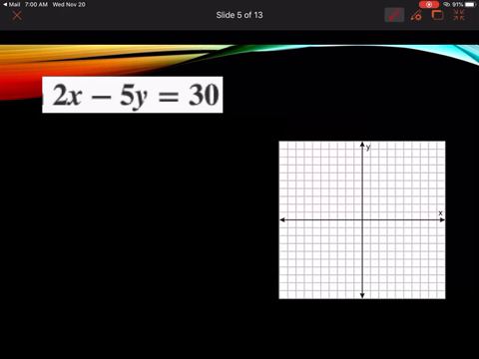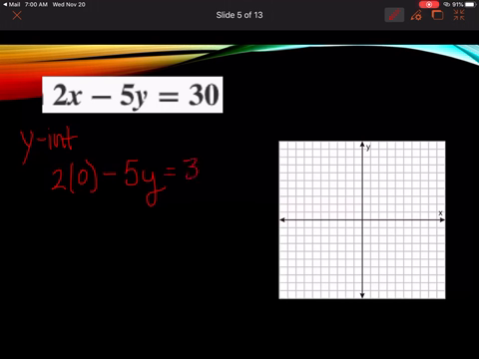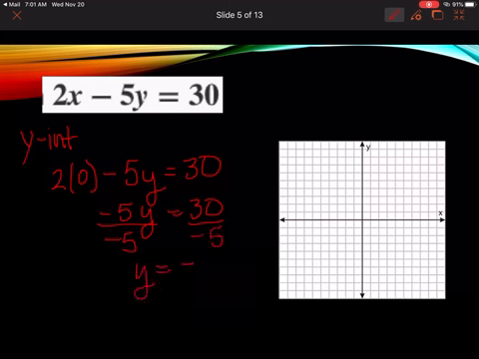So let's try that again. So we're going to find our y-intercept. So I'm going to go 2 times 0 minus 5y equals 30. 2 times 0 is 0, so that's just a negative 5y equals 30. Divide by negative 5. Divide by negative 5. And y equals negative 6. So I go to the y, go down to negative 6, and I put my point.